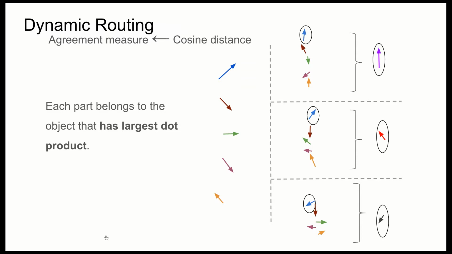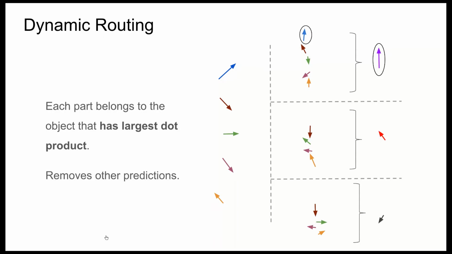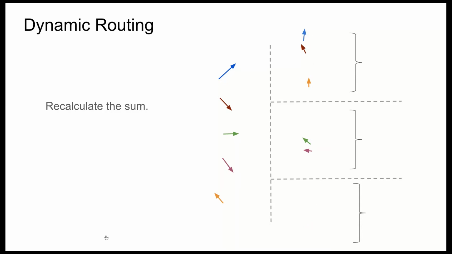For example, consider finding the parent of the blue capsule. Take the dot product of all blue predictions with the summed capsules. The one with maximum dot product is the parent of the blue capsule, because the blue capsule is contributing most to this purple capsule. Remove the blue prediction for the other 2. All the 5 lower level capsules choose their parents based on the dot product and send predictions only to their parents. After assignment, recalculate the sum. Since now there are fewer outliers, the next layer capsules are boosted compared to the previous iteration.